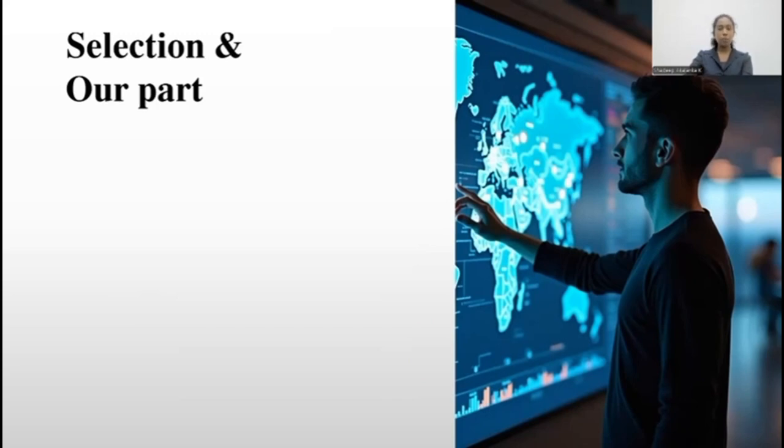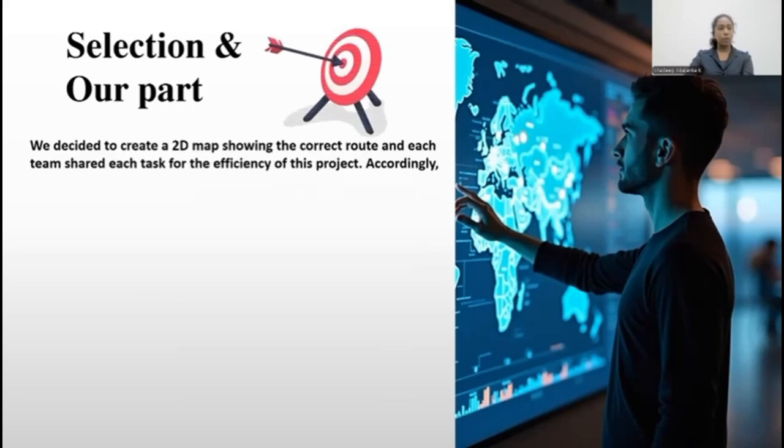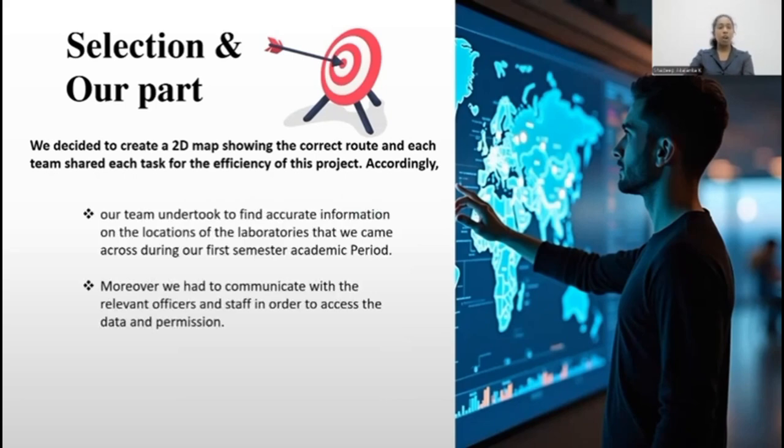So, we had to partition the whole task into many different parts. We thought that it would make our work easier. So we decided to create a 2D map showing the correct route, and each team shared a task for the efficiency of this group. Accordingly, our team had to find accurate information on the locations of the laboratories that we came across during our first semester academic period. Moreover, we had to communicate with the relevant officers and staff in order to access data and premises.